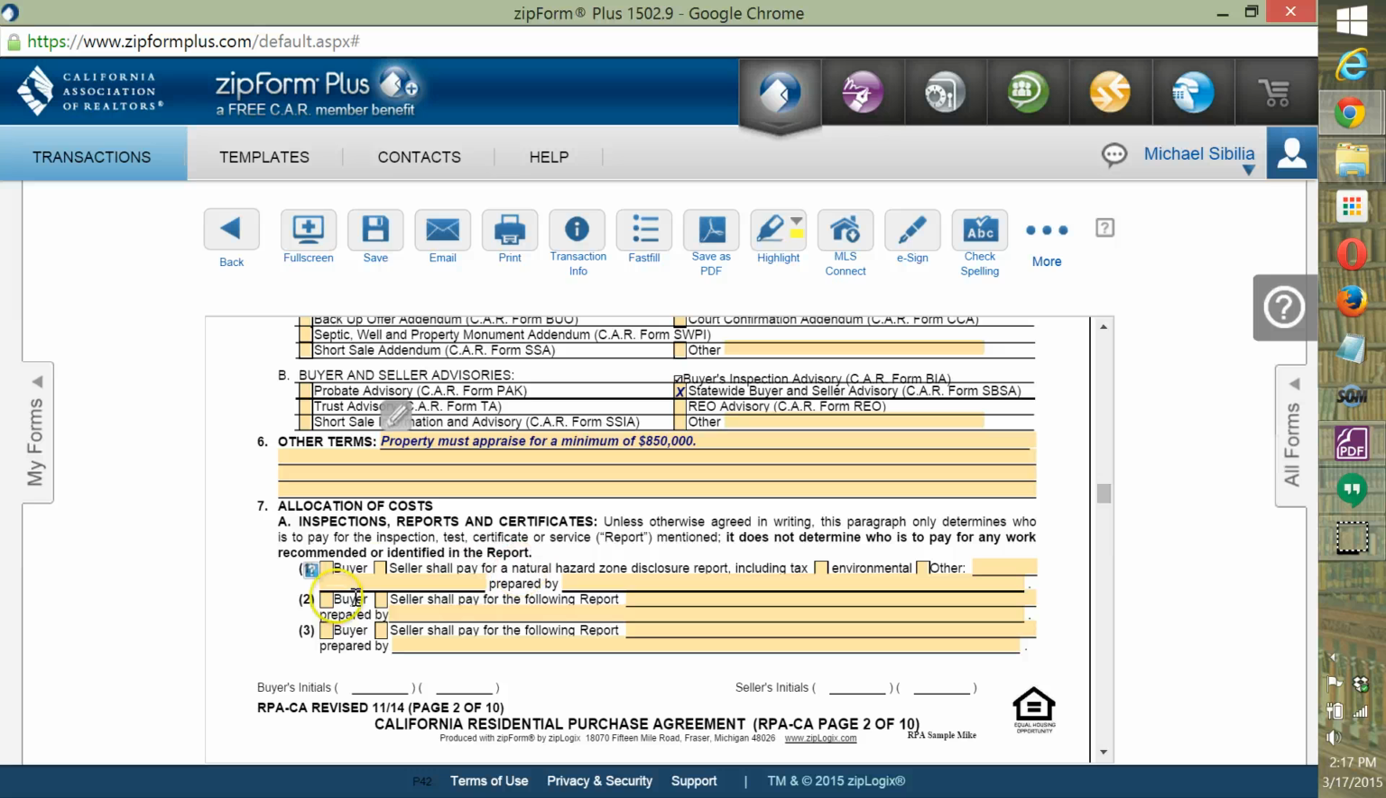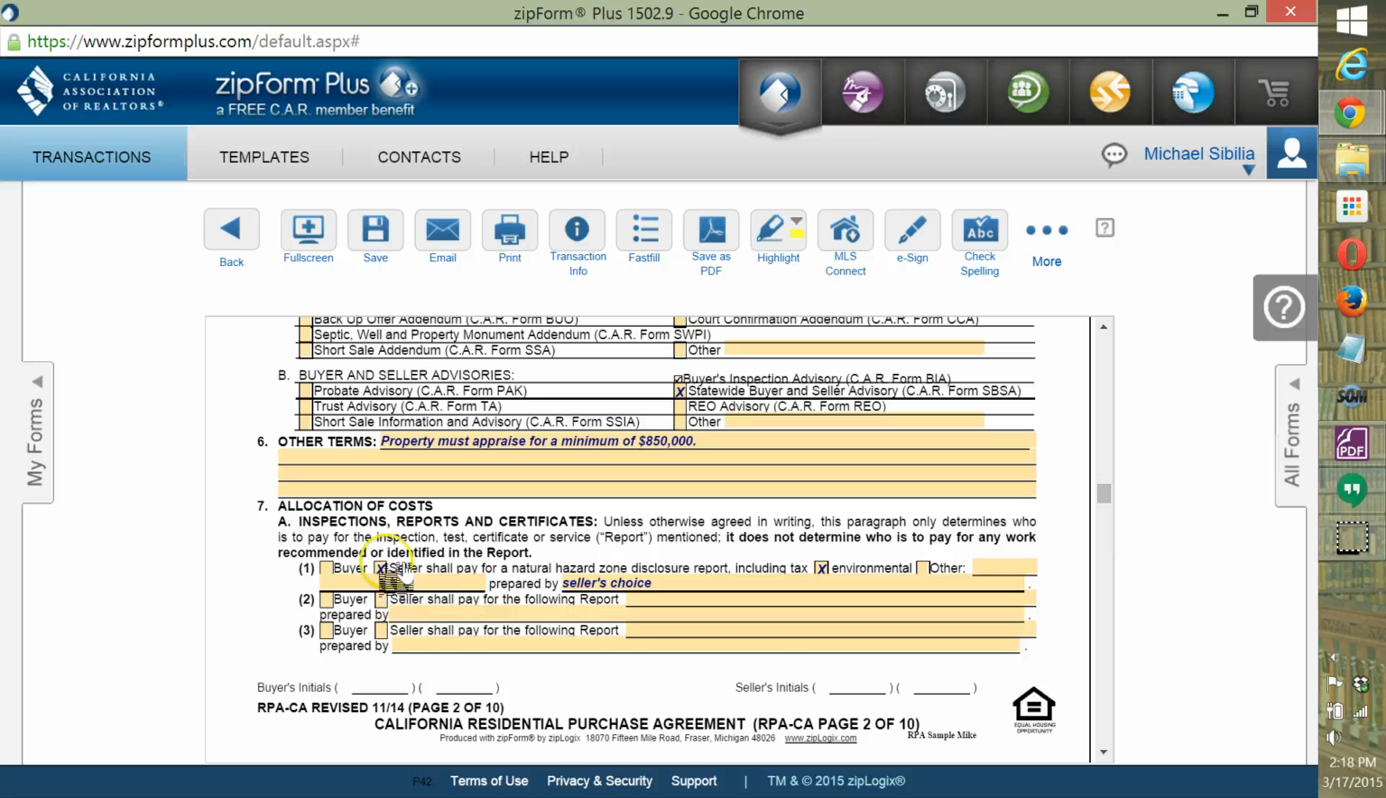Allocation of costs. If the seller has already given you a natural hazard zone disclosure, you don't need to check anything. If they have not, I would check seller shall pay. I would include environmental, and I would just write in prepared by seller's choice. Right? If they've already given you the natural hazard disclosure, then don't check anything.